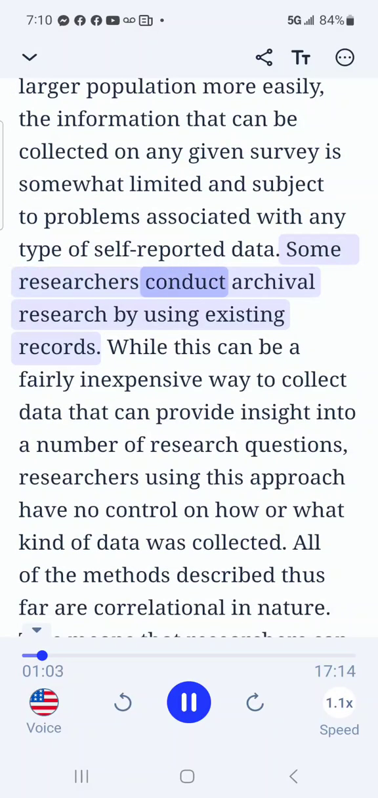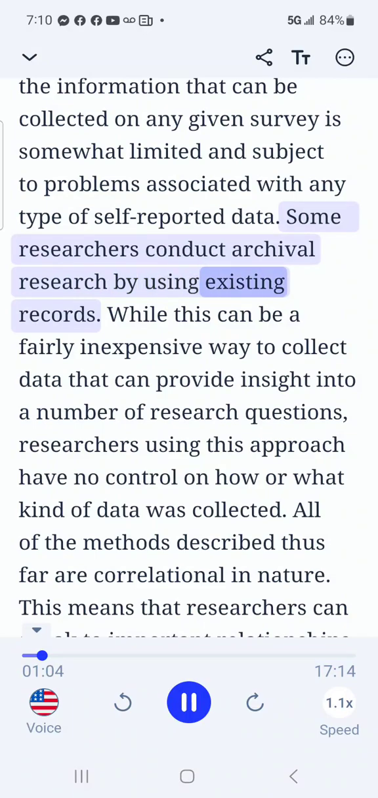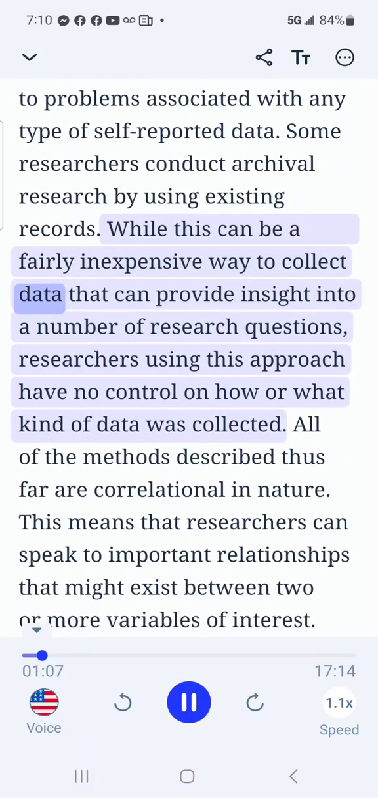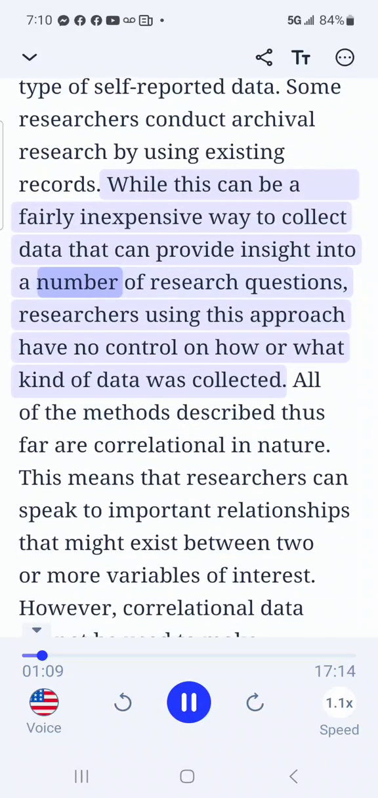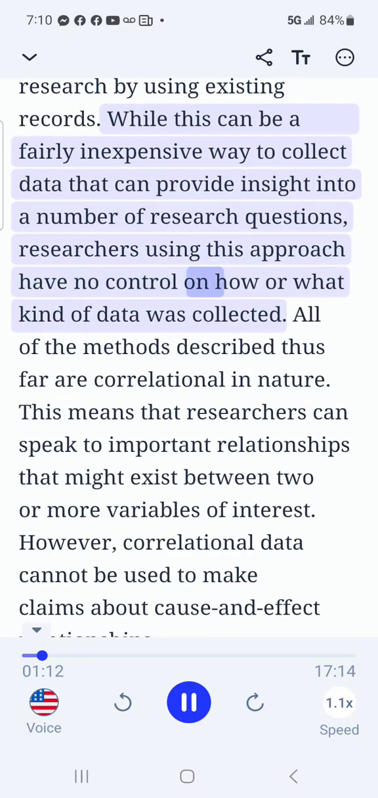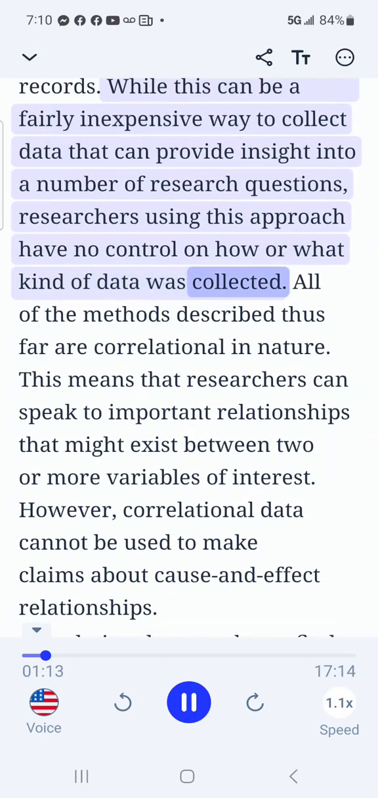Some researchers conduct archival research by using existing records. While this can be a fairly inexpensive way to collect data that can provide insight into a number of research questions, researchers using this approach have no control on how or what kind of data was collected.